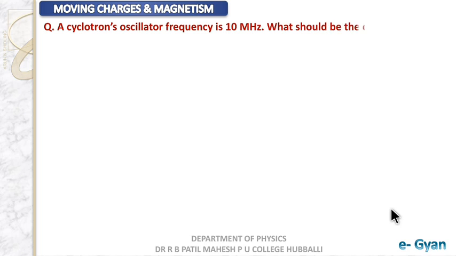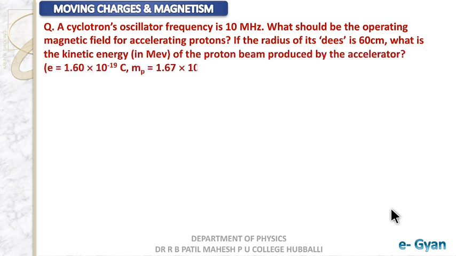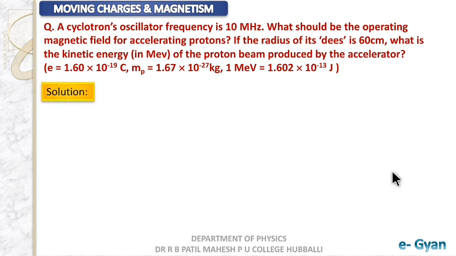Cyclotron's oscillator frequency is 10 megahertz. What should be the operating magnetic field for accelerating protons if the radius of the dees is 60 centimeter? What is the kinetic energy of the proton beam produced by the accelerator? And following with that, we are given some standard values, so we shall utilize these in the calculation of the solution. Let us move ahead with the solution.